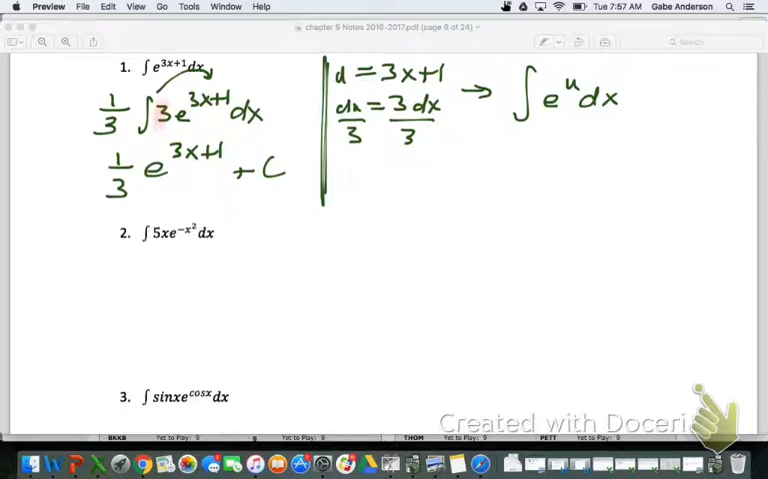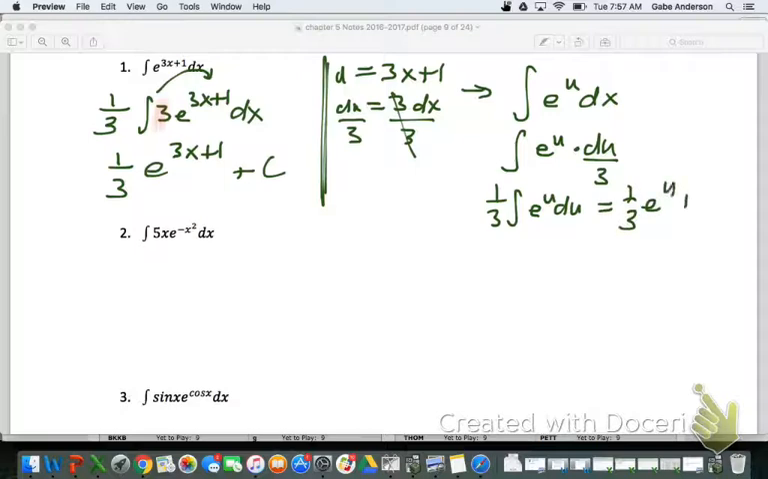I guess this is one way. We haven't always done it this way, I suppose. But the 3's would cancel out, and I'd see that dx equals du over 3. So I could write the integral of e to the u times du over 3. And I could pull the 1/3 out, so it would be 1/3 e to the u du. And this would put us exactly in the form we talked about earlier. So we'd get 1/3 e to the u plus c.